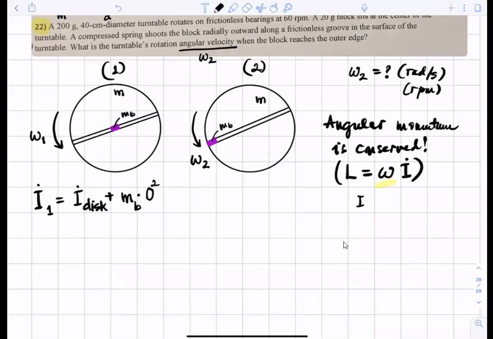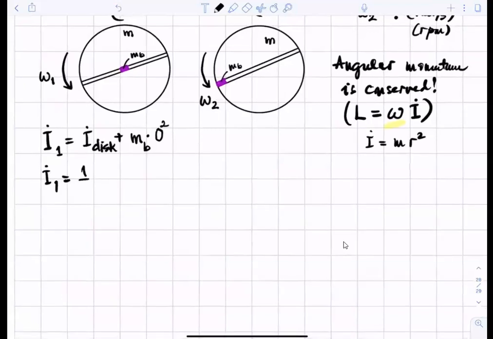Because our I, just remember, in general is mr squared. Or you can do the integration. So right now we are here with a disk. We know that the disk is the one that brings in together the initial moment of inertia. So let's plug in our numbers and find out what we get for that. The disk is 1/2 mr squared plus 0, just to be kosher here about everything.